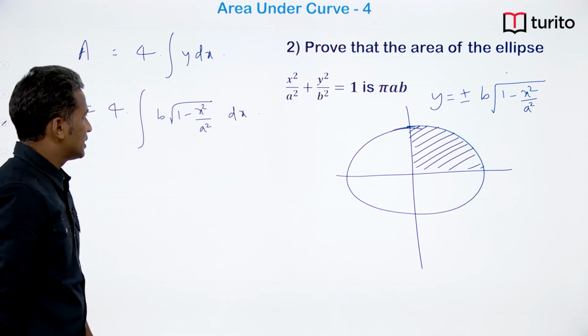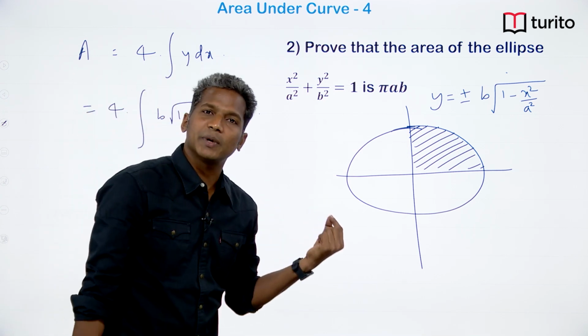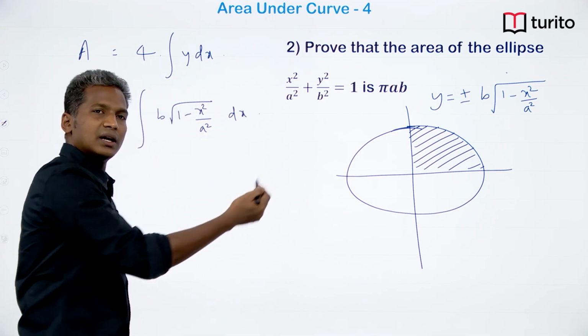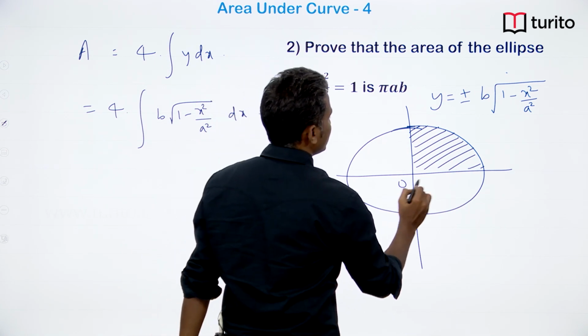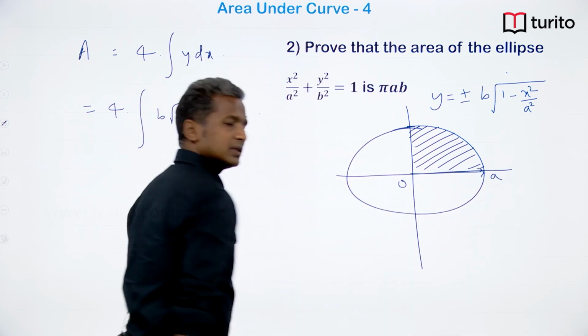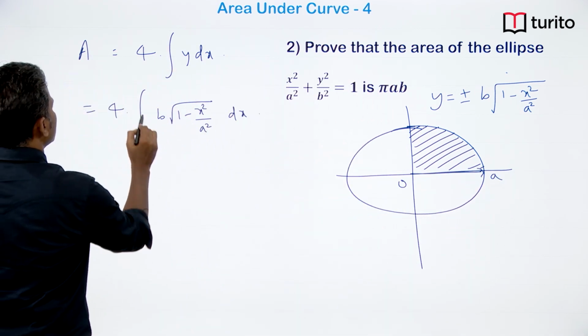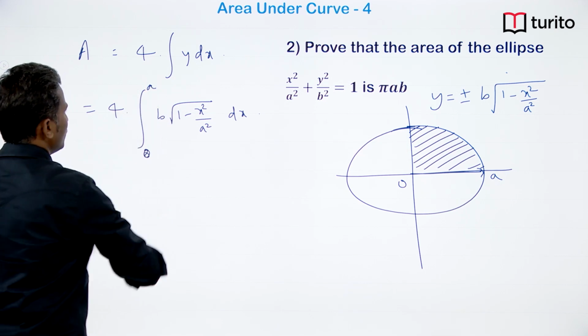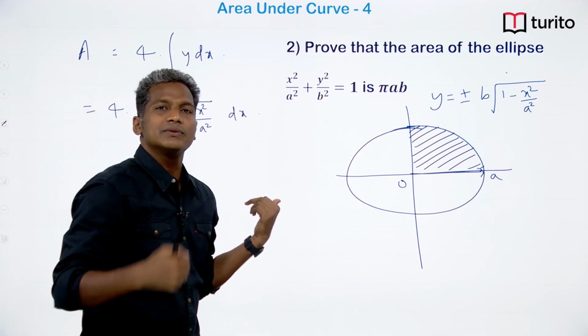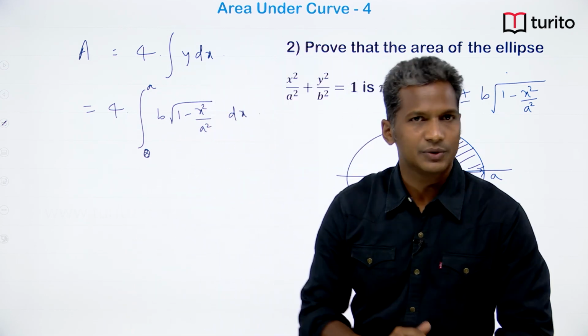What about the limits? Because the integral is happening with respect to x, limits must vary according to x. So x is varying from 0 to a, so we can put the limits as 0 to a. Now, how do we solve this further? Of course, we need to go for one trigonometric substitution.